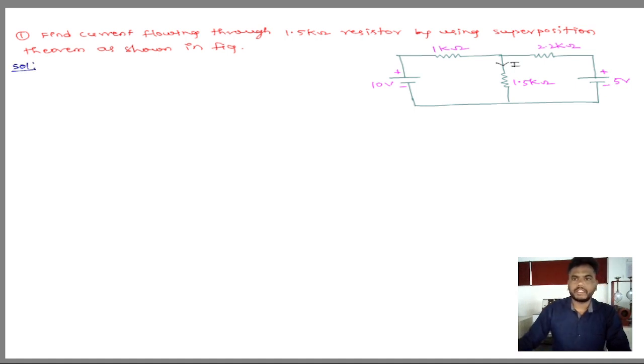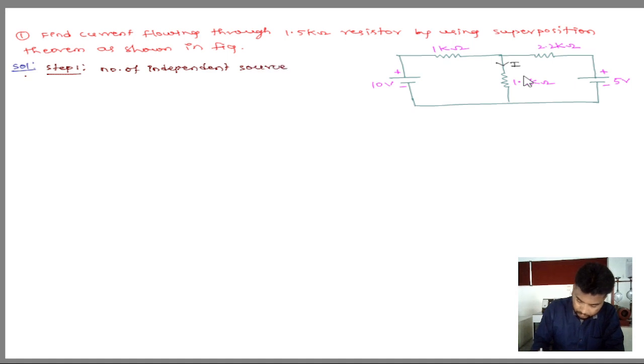Step 1. In step 1, we need to identify the number of independent sources in a given circuit. The number of independent sources is equal to 2. Therefore, we are getting two individual responses. Then we are adding the two individual responses, and we are getting the total response.